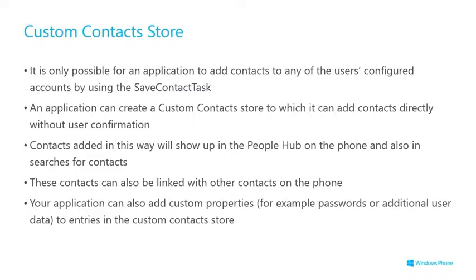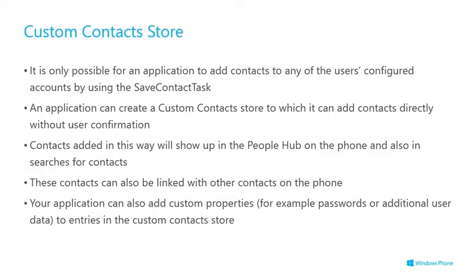Before I look at that in a demo in a minute, let's talk about the custom contact store. This is a new feature in Windows Phone 8. The save contact task only allows you to create first-party contacts in any of the user's configured accounts. By that I mean it could create an Outlook contact, or it could create a Microsoft account contact. And the user gets involved with that, and they have to OK it and save the contact.